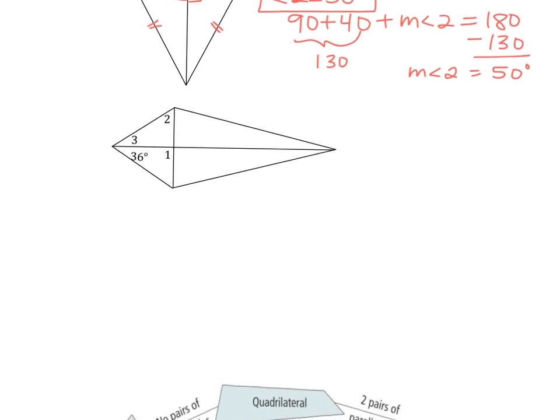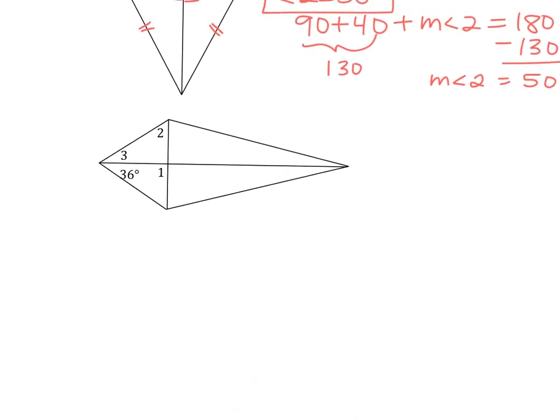All right, let's look at the next one here. What is the measure of angle 1, angle 2, and angle 3? What's the measure of angle 1, Matthew? Angle 1 is going to be 90. So angle 1 is 90. I would say the easiest next angle to find would be angle 3. What's angle 3? 36. So these two are going to be the same.